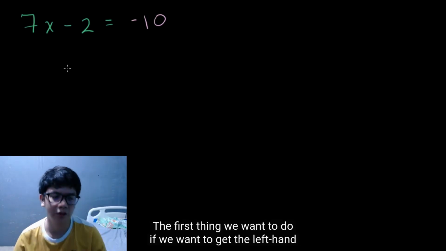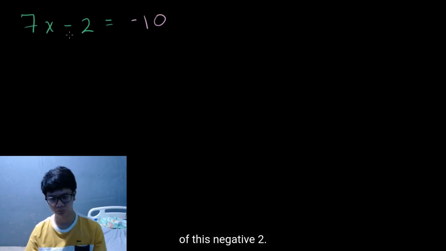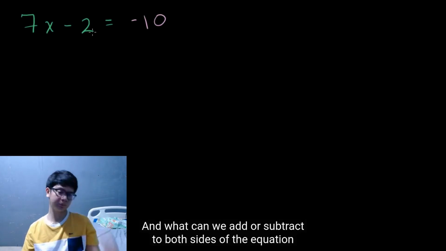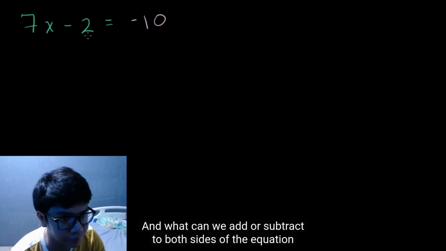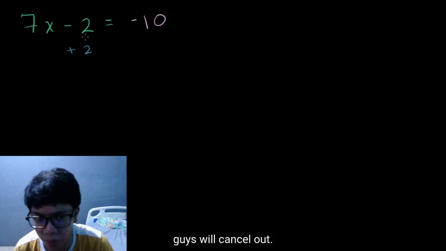The first thing we want to do if we want to get the left-hand side simplified to just 7x is we want to get rid of this negative 2. And what can we add or subtract to both sides of the equation to get rid of this negative 2? Well, if we add 2 to the left-hand side, these two guys will cancel out.